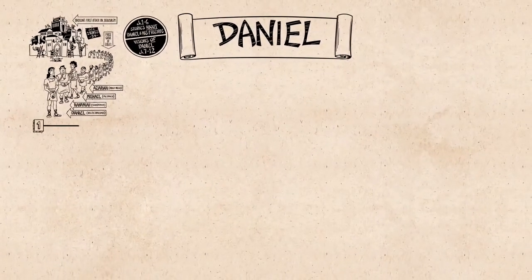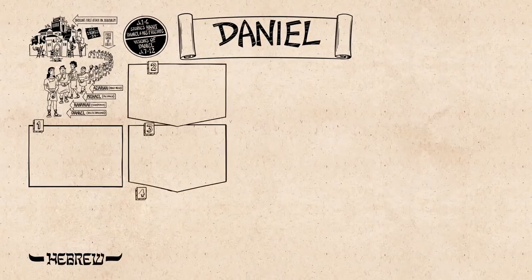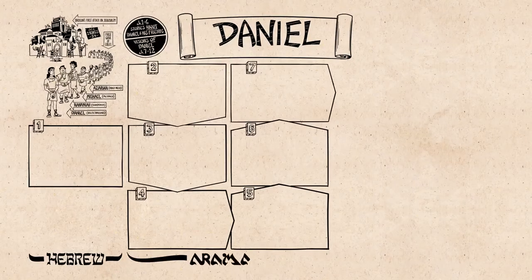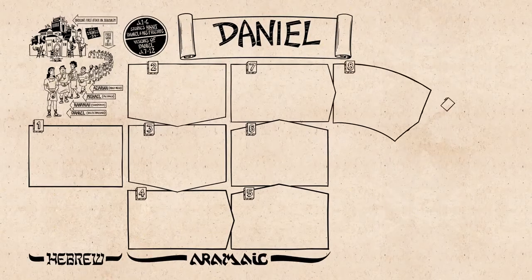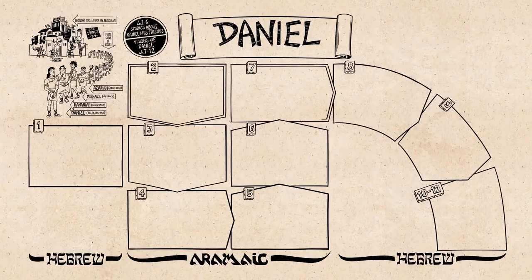It begins in Hebrew, the language of the Israelites, but chapters 2 through 7 are written in Aramaic, a cousin language to Hebrew spoken widely among the ancient empires. But then in chapters 8 through 12, it goes back to Hebrew. This design shows how chapters 2 through 7 are a coherent section, but it also highlights the importance of chapters 2 and 7 for understanding the later chapters of the book.